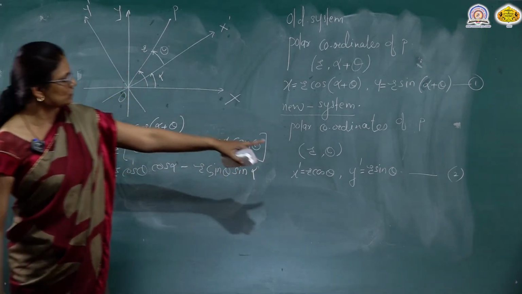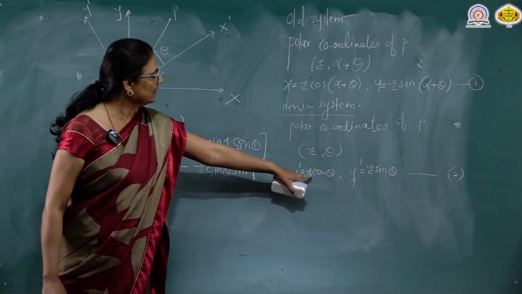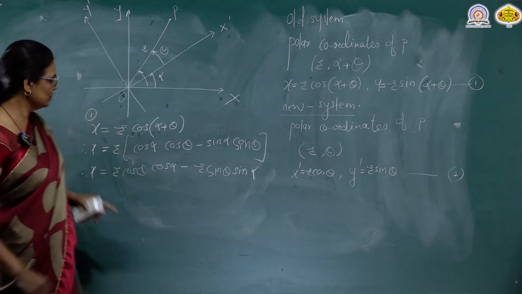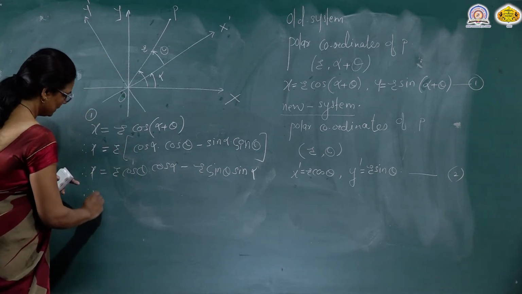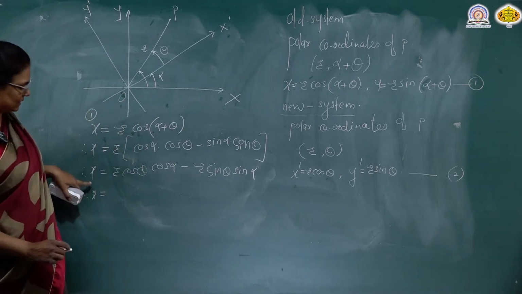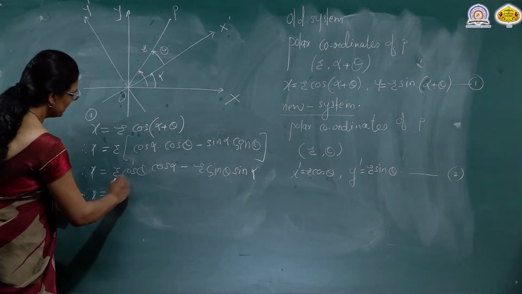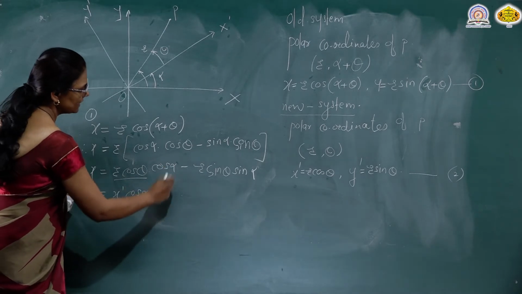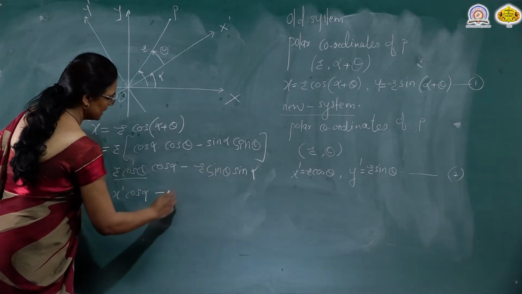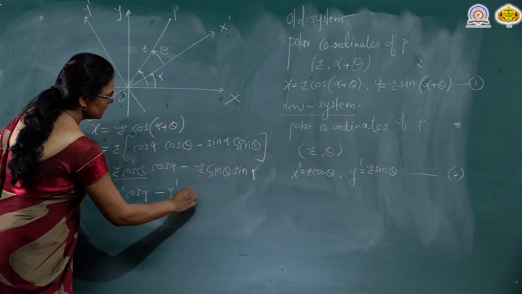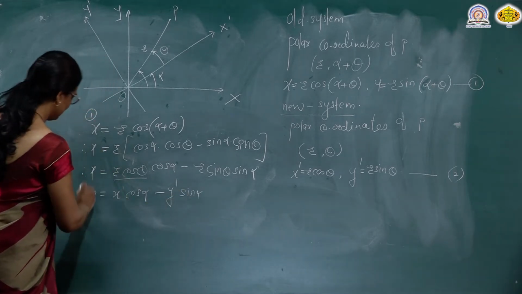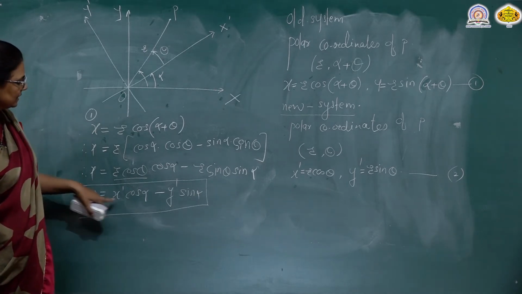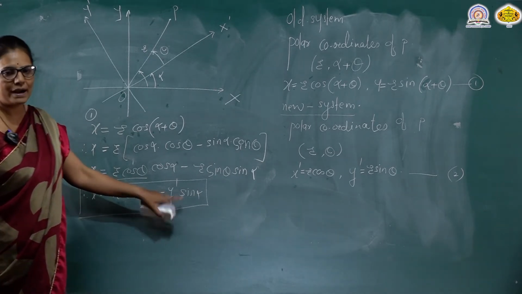Now use the second equation. In the second equation, r cos theta is equal to x dash and r sin theta is y dash. So put this value in x. So x becomes x; replace this by x dash. Keep this cos alpha as it is, minus r sin theta, which is nothing but y dash, sin alpha as it is. So now we have expressed x in terms of x dash and y dash.